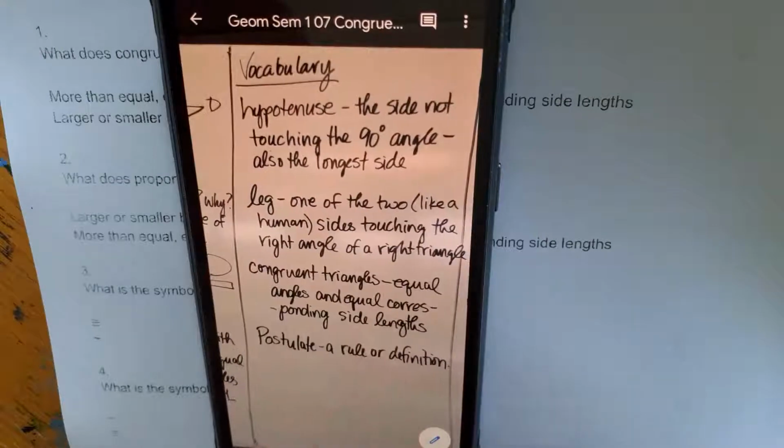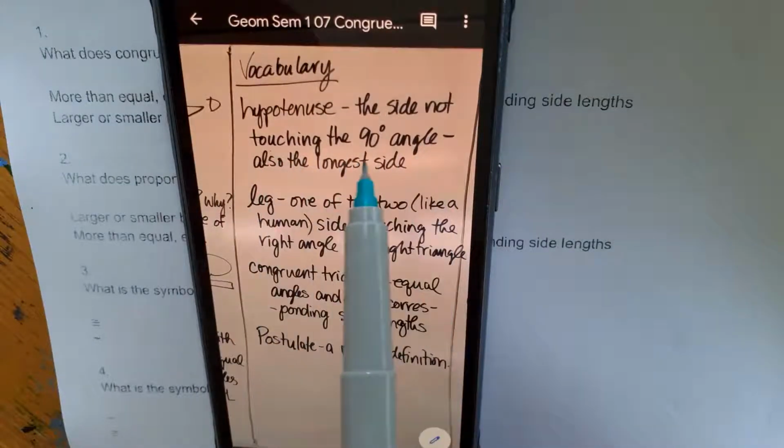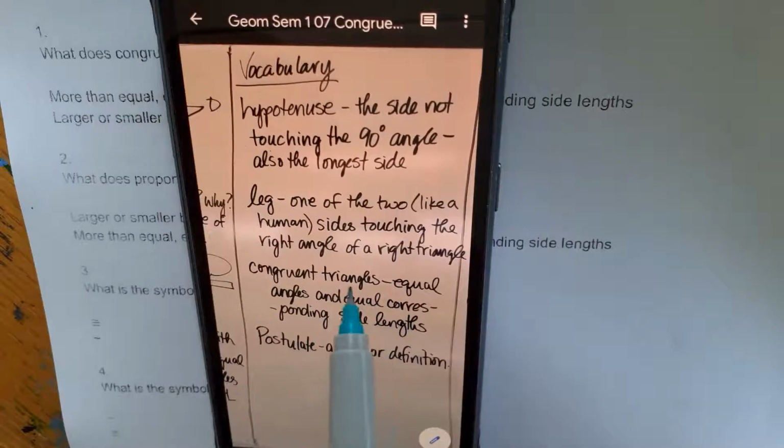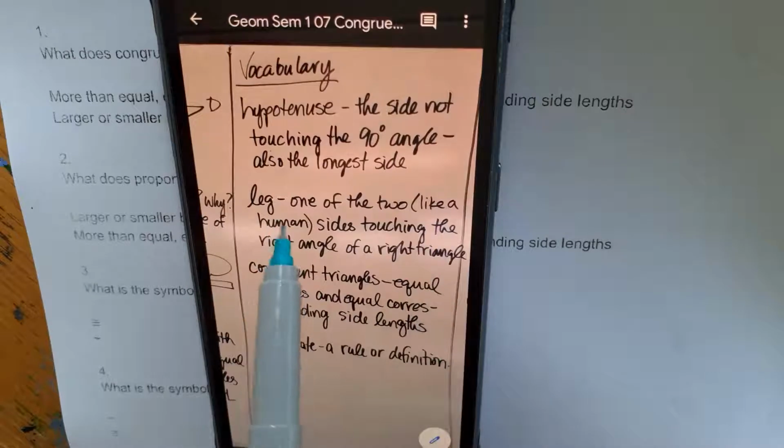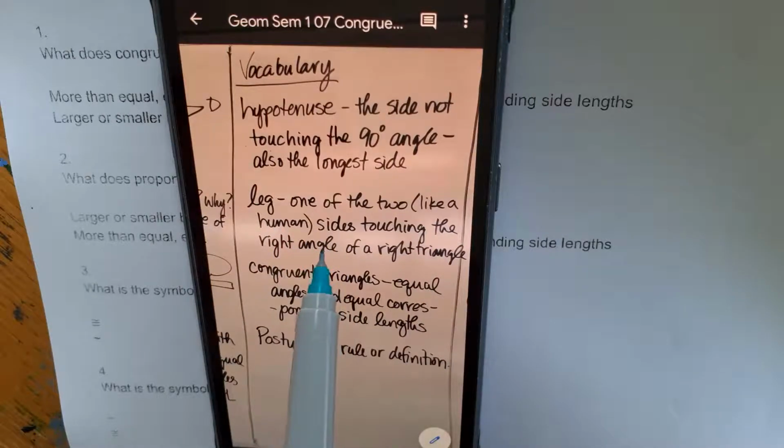Let's see what the vocab is. Hypotenuse is the side not touching the 90-degree angle. It's also the longest side, and I hope you know that by now, but if not, we'll keep reviewing it, okay? Leg, one of the two, like a human. So how many legs does a triangle have? Two, like a human, is what I try to say for you to hopefully remember it. And they're both touching the right angle.